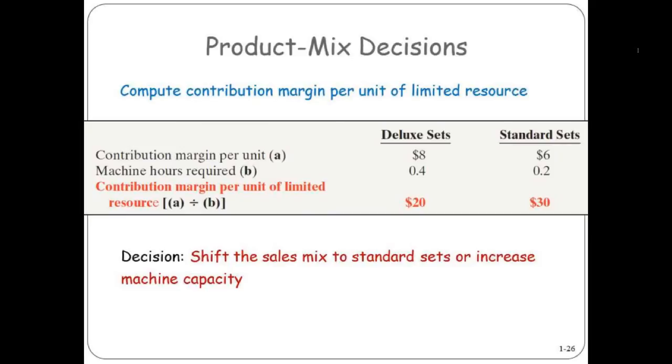Now your other choice is if the market is out there, maybe you want to increase your capacity. Because this is still a positive contribution margin that you want to try to take advantage of. But within your constraints, that's how you would go about it.